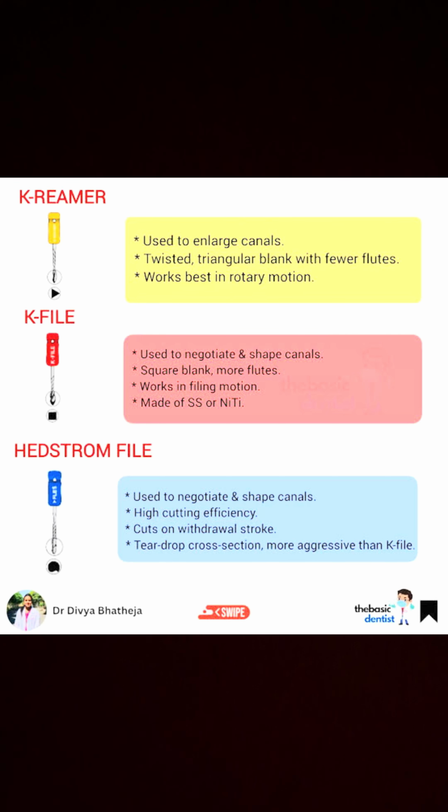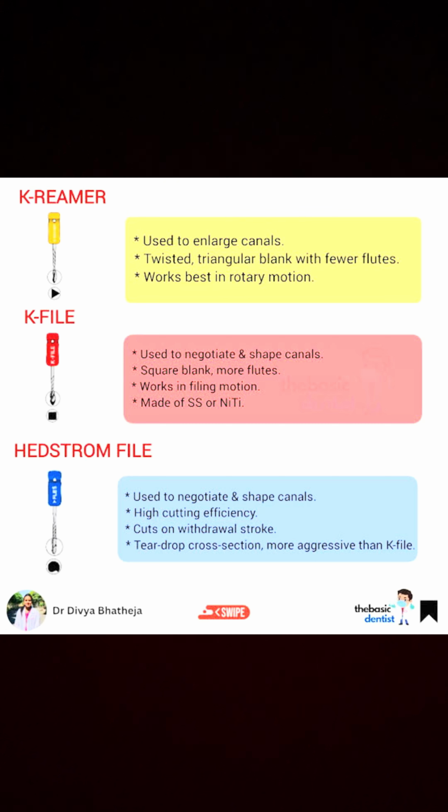Difference between K-file and K-reamer. K-file has more flutes than K-reamer. Spiral is tight in K-file. Motion is filing plus reaming. In K-reamer, it is only reaming motion. K-file is more flexible. It has less aggressive cutting action.